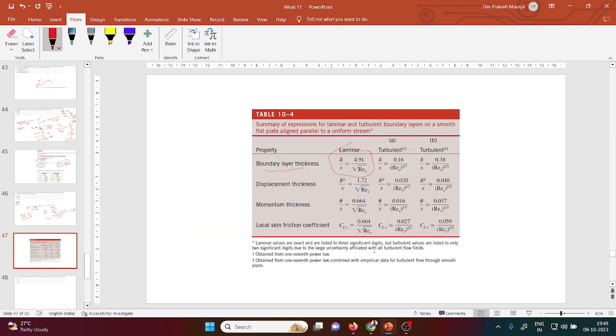Now this table is very, very important. If you want to take a screenshot, please take a screenshot. Let me put it in a bigger size.